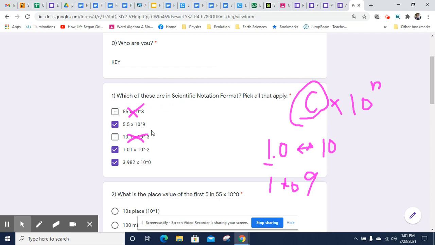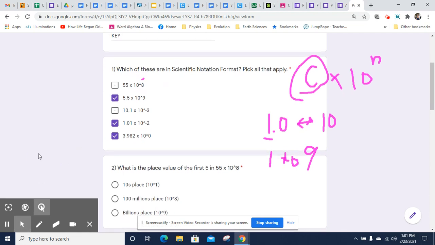Are these mathematically problematic? Absolutely not. They're totally fine. These are mathematically completely legitimate expressions. They're just not in scientific notation format, and that's what I'm asking about.